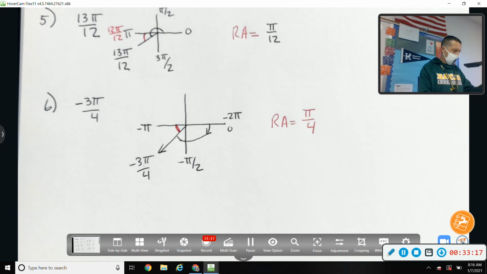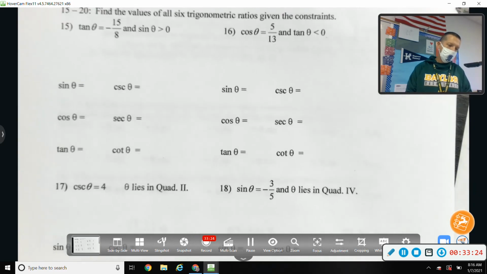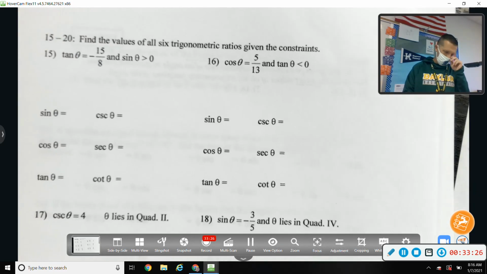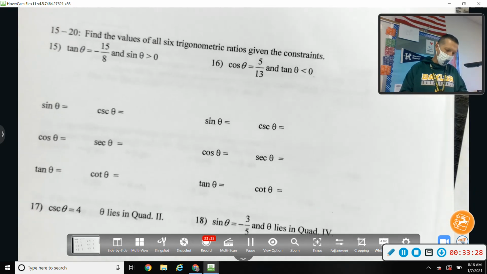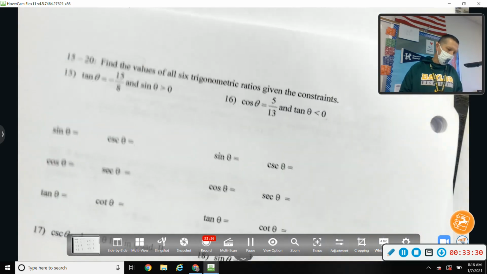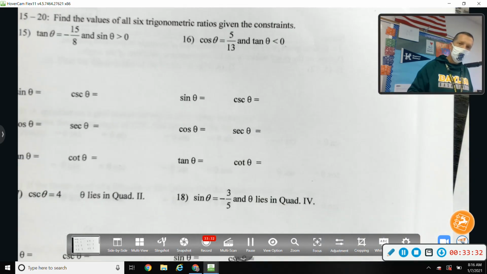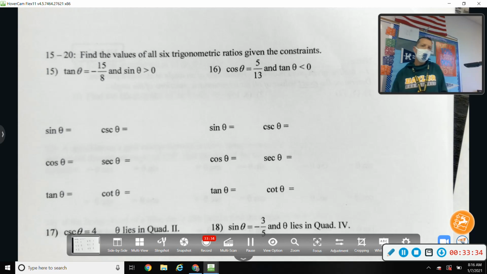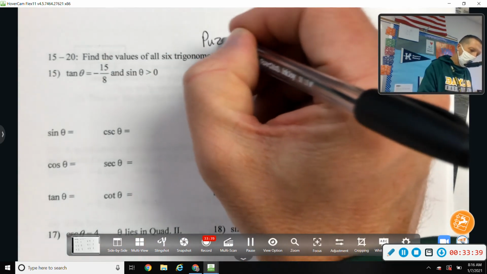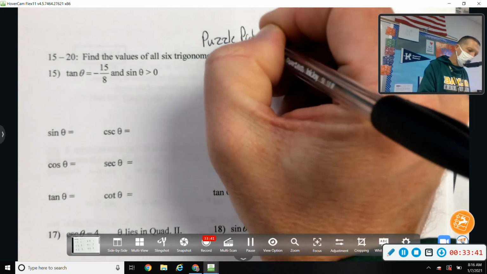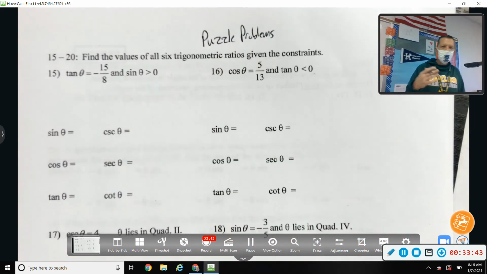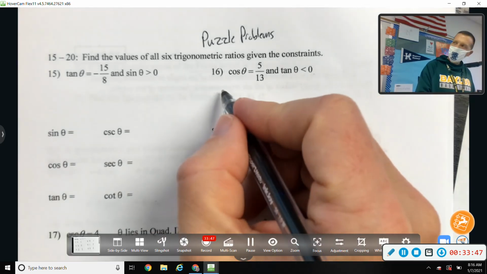All right, let's just do one off the homework together here. And I'll do one of the evens because I posted the odds. So it's on the back of worksheet 3. Let's look at number 16. Find the value of all 6 trig ratios given the constraints. Some of you are going to like these because these are just kind of like puzzle problems, like figure out what works here. So cosine is 5/13.